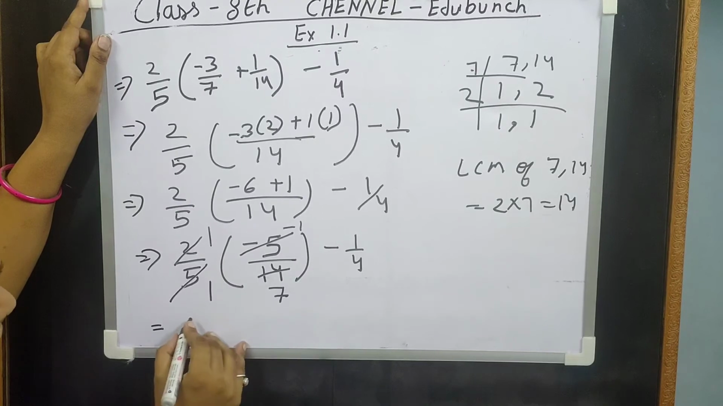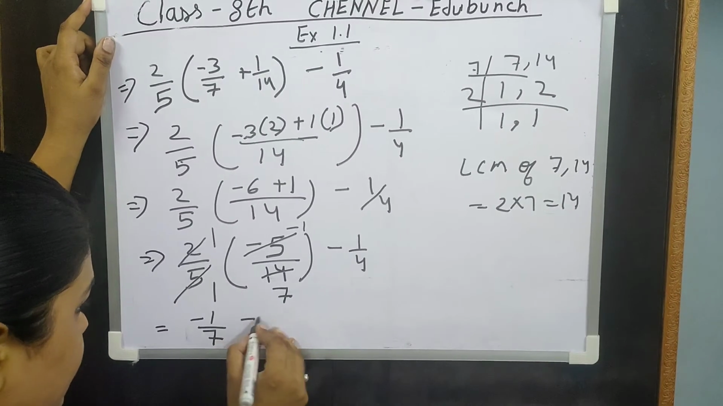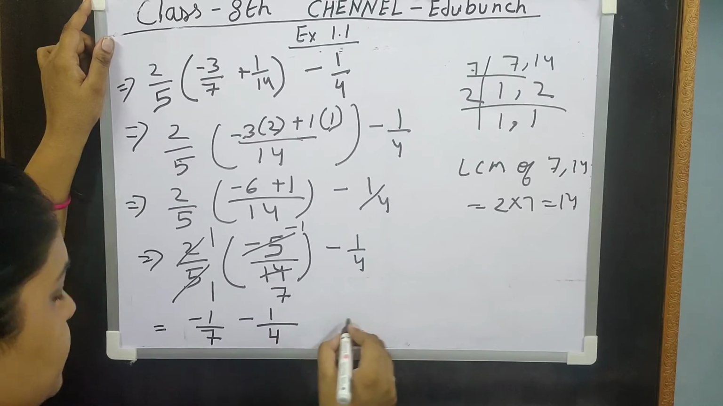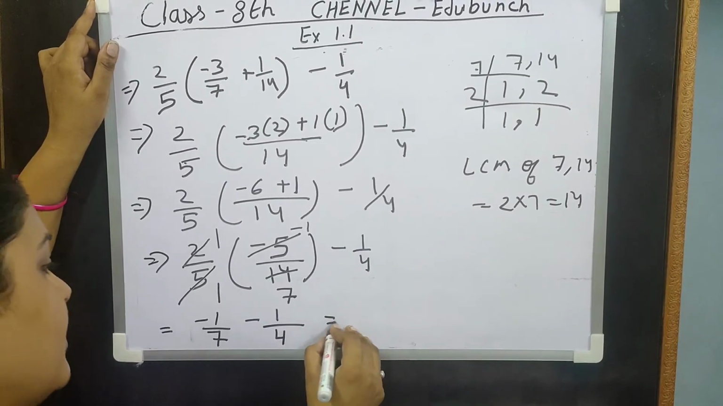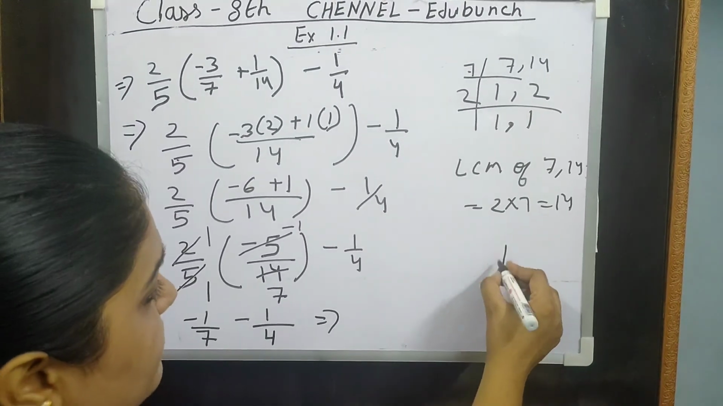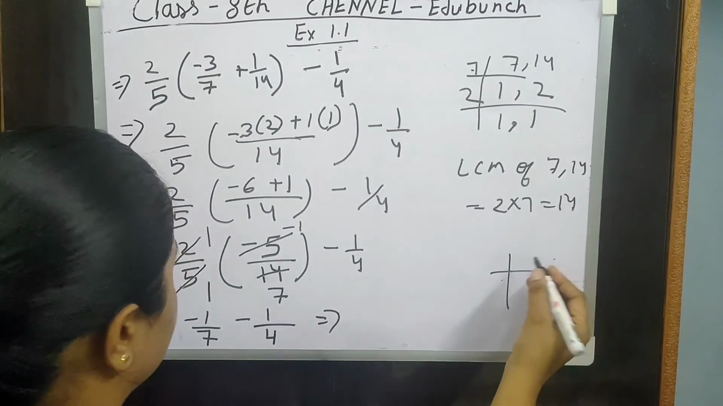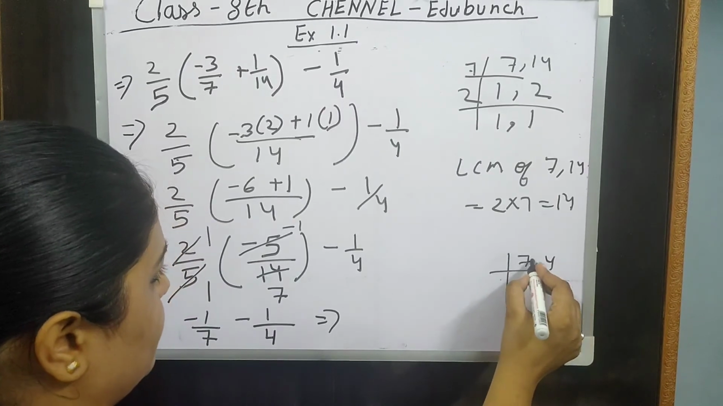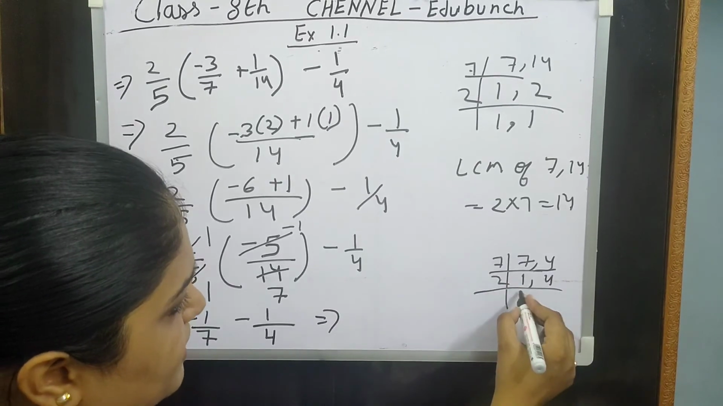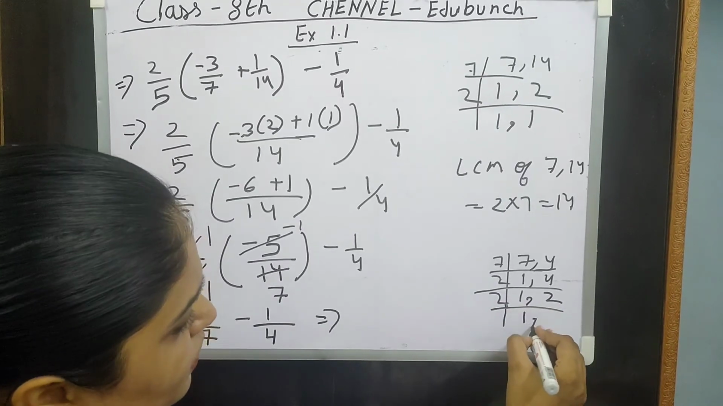So here what do we get? 1 upon, minus 1 upon 7, then minus 1 upon 4. When we take an LCM of 7 and 4, because both have no common number, we are multiplying directly, or either you can take an LCM, it's up to you. 7 ones are 7, but 4 we are writing as it is. Then 2 ones are 2, 2 twos are 4. Now again 2, 2 ones are 2.